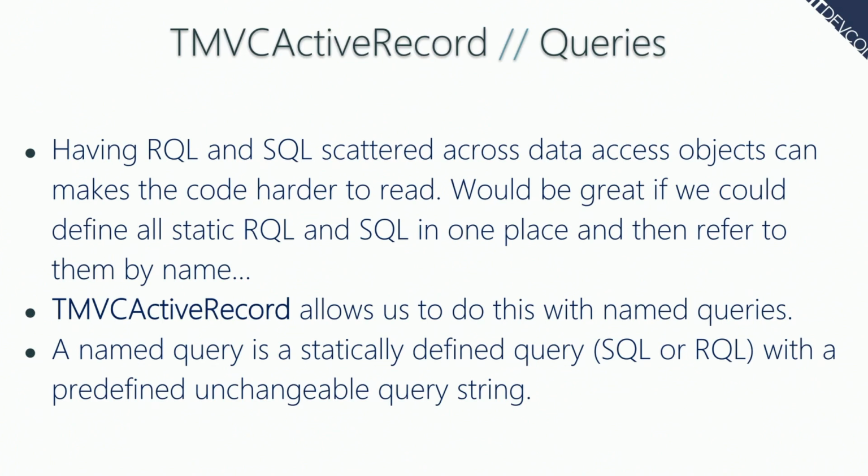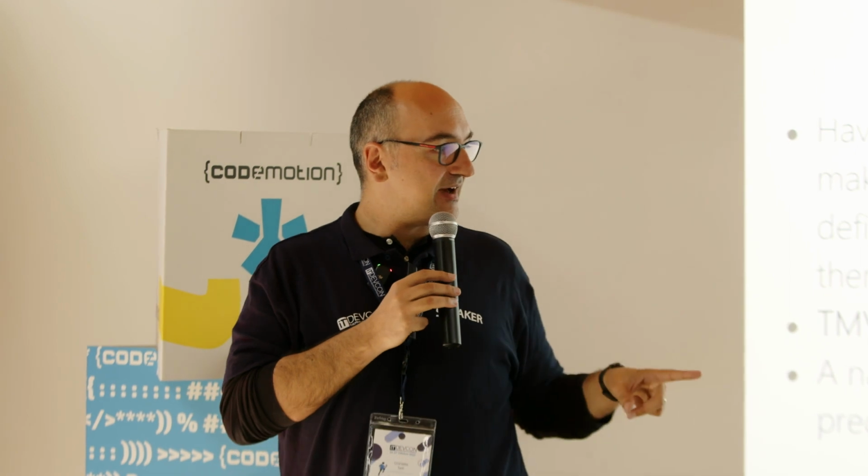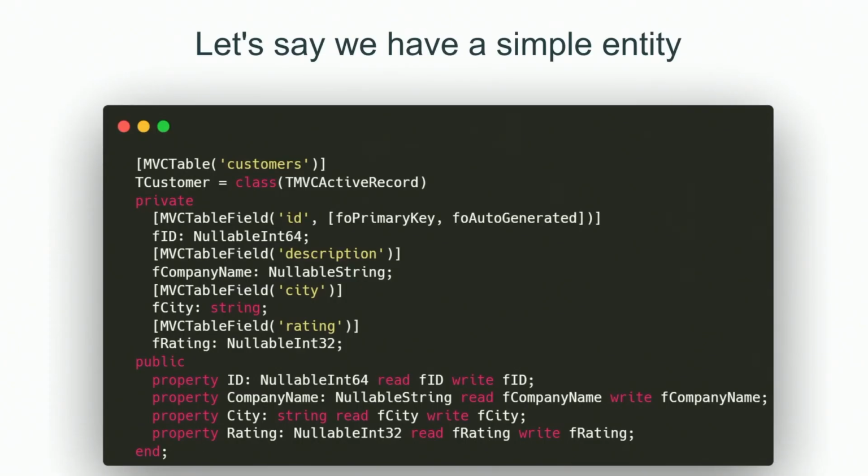I borrowed the idea from the Java Spring Boot framework. There is something good also in the Java world. This one is very good, but it is simpler to use in DMVC compared to Java. A named query is a statically defined query, so the text of the query doesn't change. What can change are the parameters which drive the query, and it's directly connected to the entities. Let me explain. Let's say we have a simple entity.